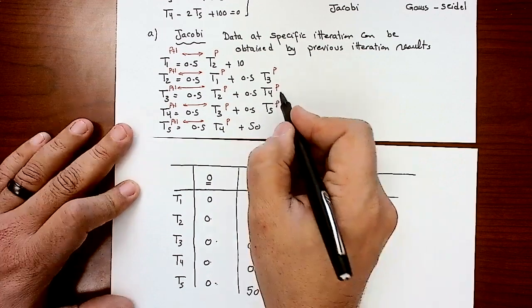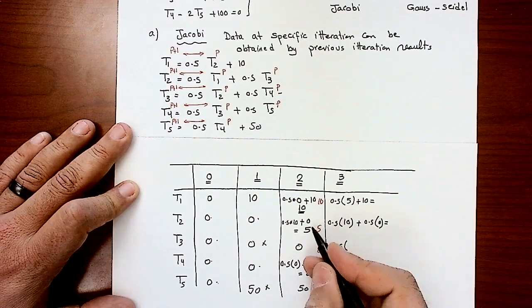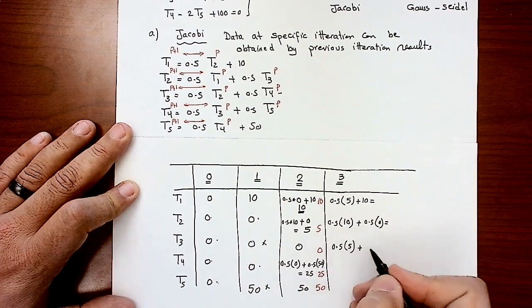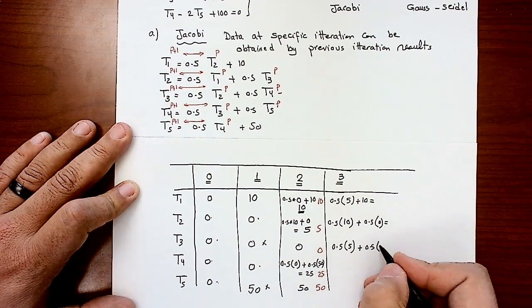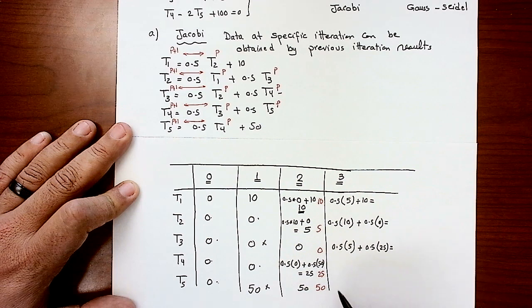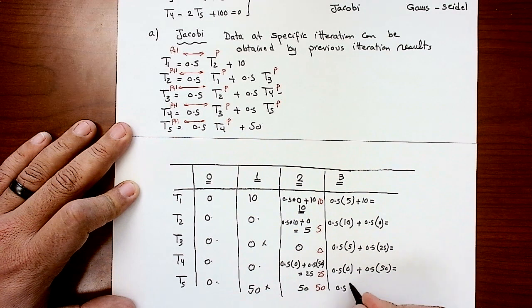Now, next equation: 0.5 times T2 from the previous step, which is 5, plus 0.5 times T4 from the previous step, which is 25. Then, next equation, 0.5 of T3, which is 0 in here, plus 0.5 of T5, which is 50. Then, last equation, I will have 0.5 times T4, which is 25, plus 50.